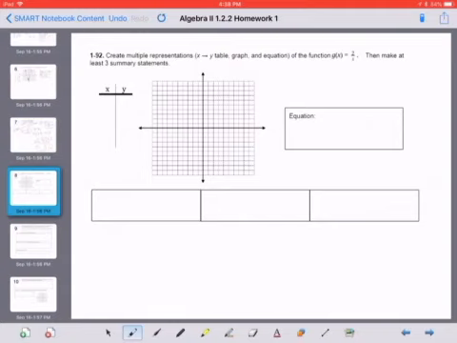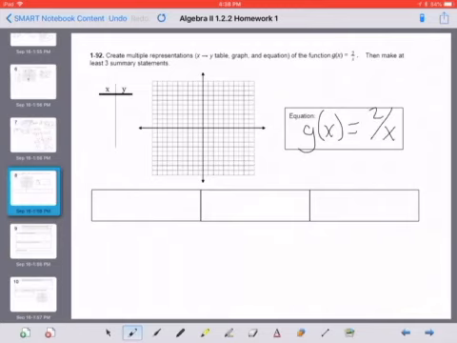The next problem is we are creating multiple representations for a function. So we have to make an xy table, a graph, and an equation. The function is g of x equals 2 over x. Then make at least 3 summary statements. So I'm not going to write my 3 summary statements. I'll give you guys some ideas. But the equation should have been the easiest part because it was given to you.